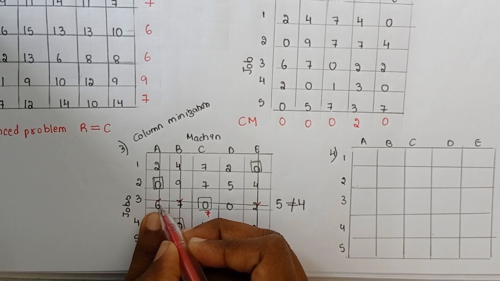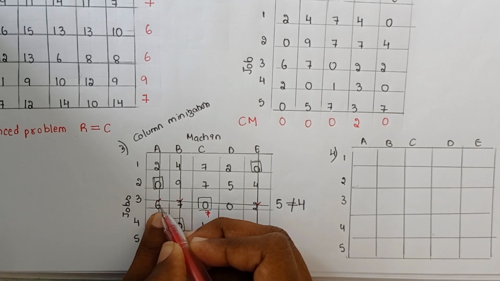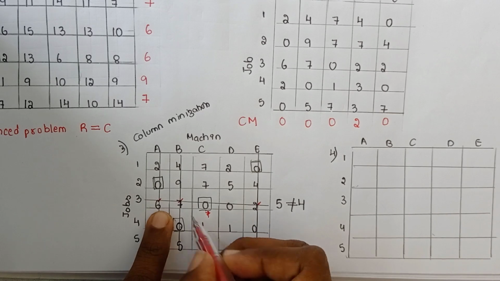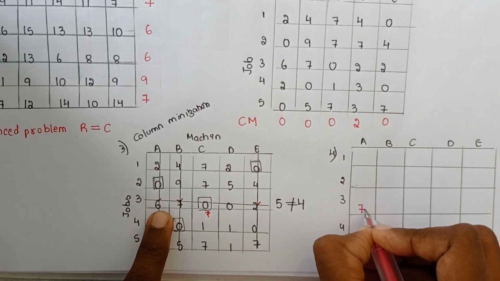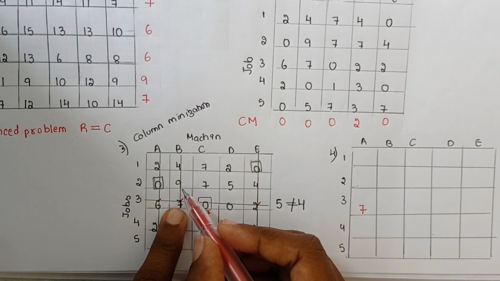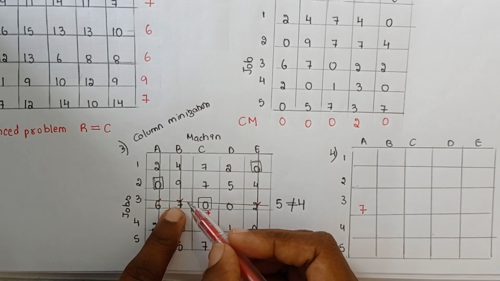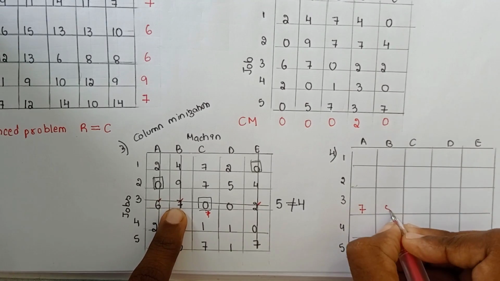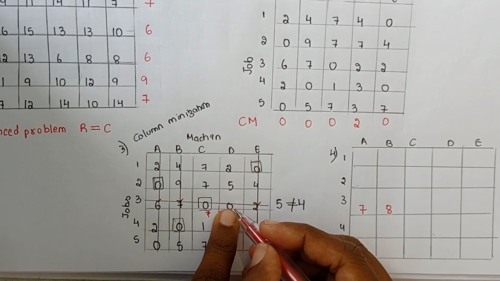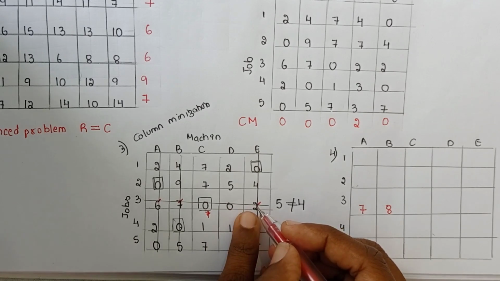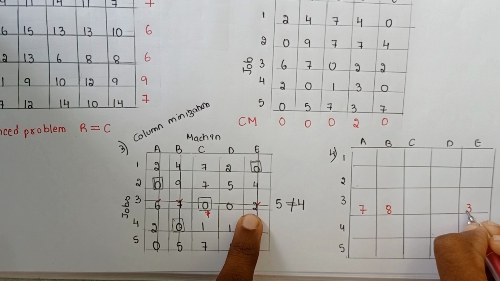Okay, so 6 is the intersecting point because the vertical line and horizontal line have met each other. For this 6 I have to add this one. So 6 plus 1 is 7. Okay, and this is also an intersecting point because the row and also the column line have met each other. So 7 plus 1 is 8. And there is no intersection here, there is no intersection even here, but there is an intersection here. So 2 plus 1 is 3.